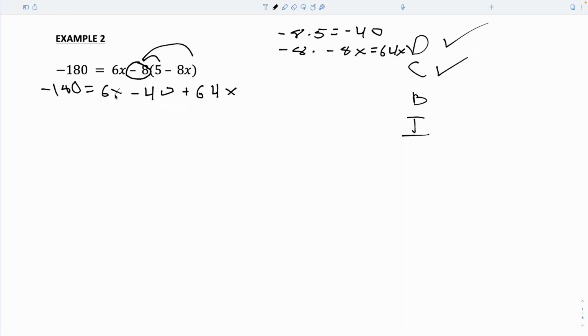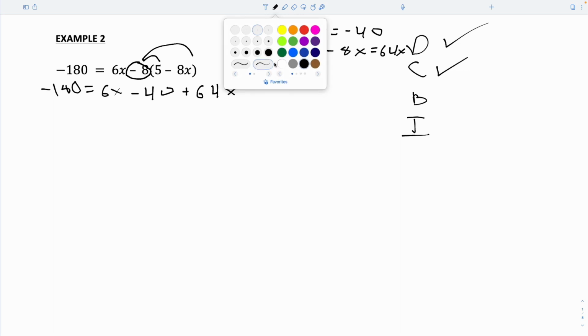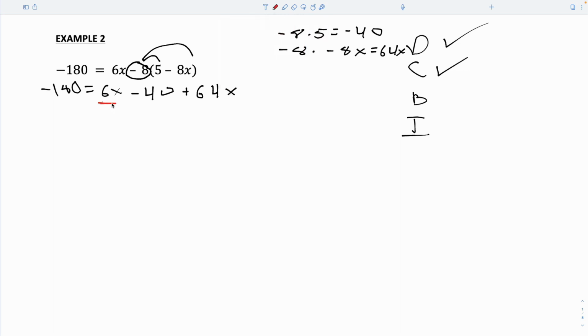Good. Christina, what like terms do I have on the right side? 6x plus 64x. Good. Let's underline it. Why are those like terms, Alec? Why are those like terms? What do you notice about both of those?